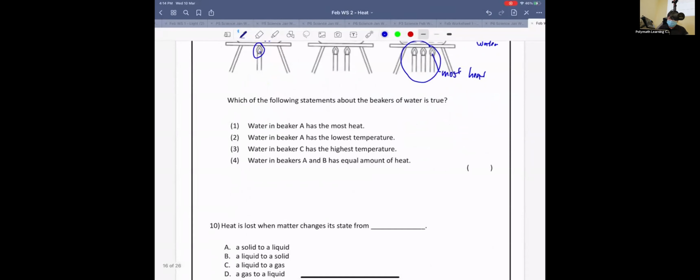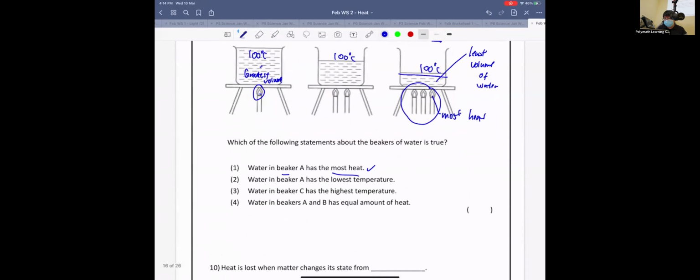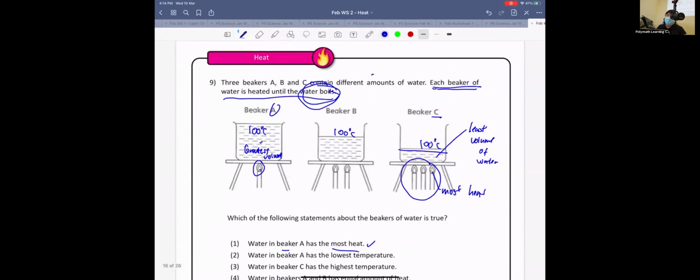Okay. The answer is 1. Water in beaker A has the most heat. It's true because they all have the same temperature, but A has the greatest volume. Water in beaker A has the lowest temperature. No, they all boil, and boiling water can only be 100 degrees Celsius. You will learn it in P5. Water in beaker C has the highest temperature. No, they have the same temperature because boiling water is all 100 degrees Celsius. Water in beakers A and B has an equal amount of heat. Not true. A has more heat than B because B has less volume of water.